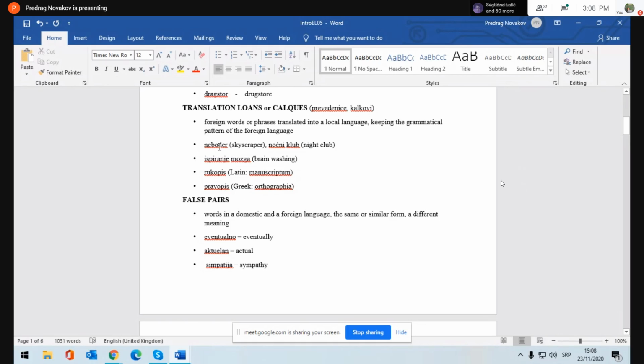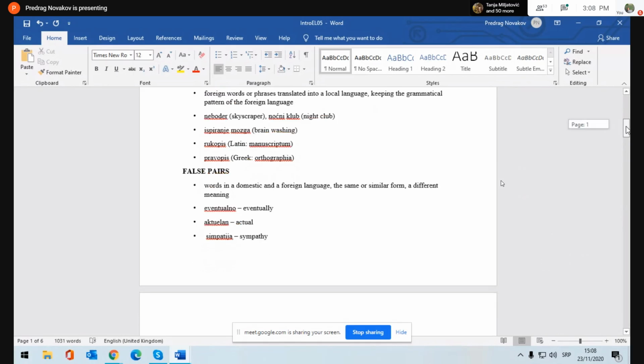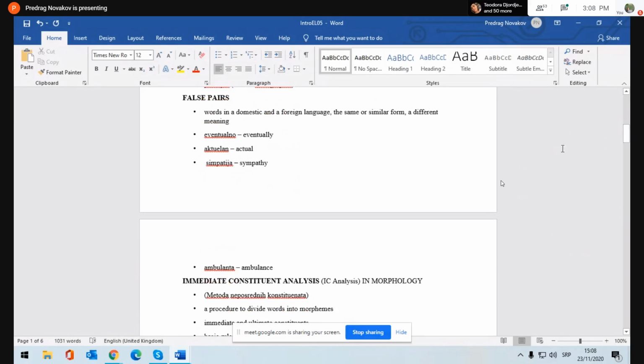So these are called translation loans or calques. This is important, keeping the grammatical pattern of the foreign language, of the original language, okay? I don't have anything else about translation loans. If you have any questions, you can ask them now, okay?